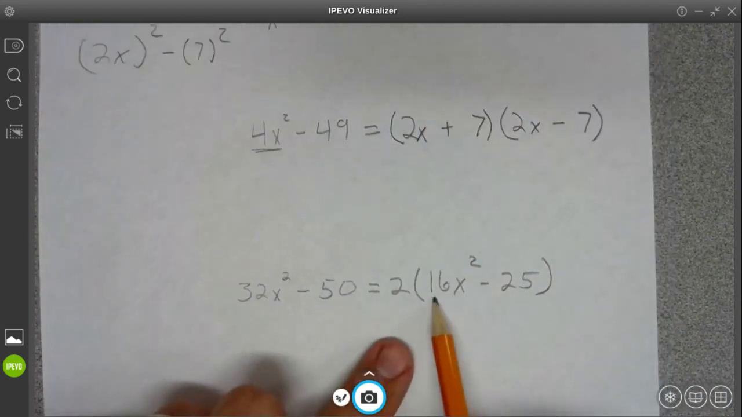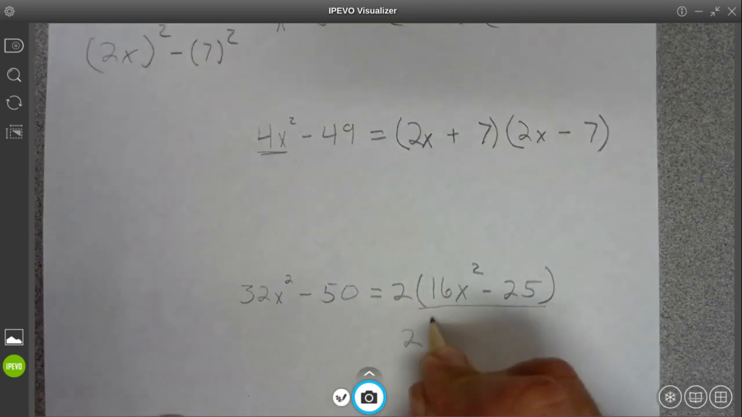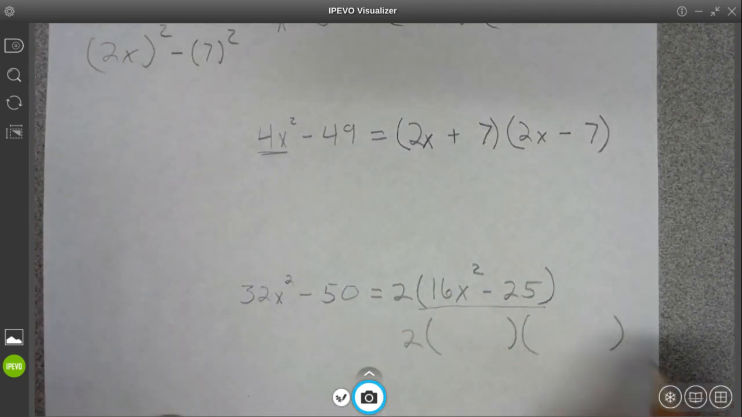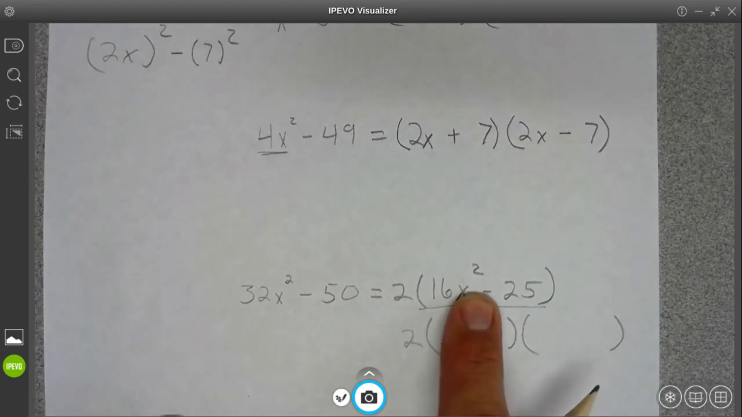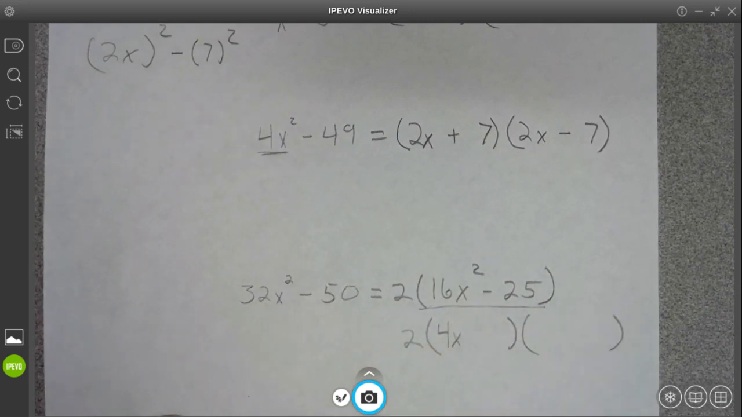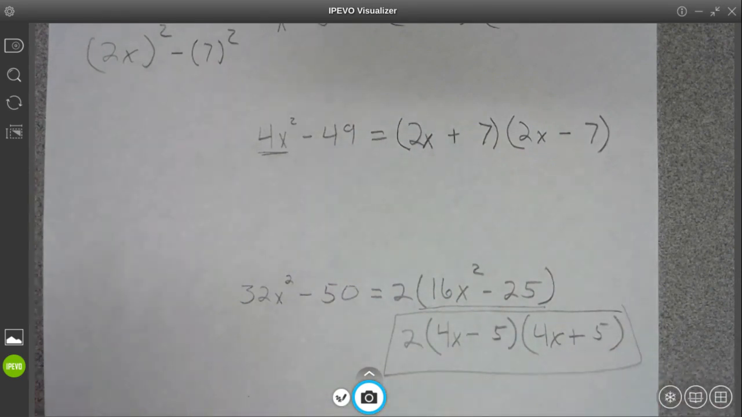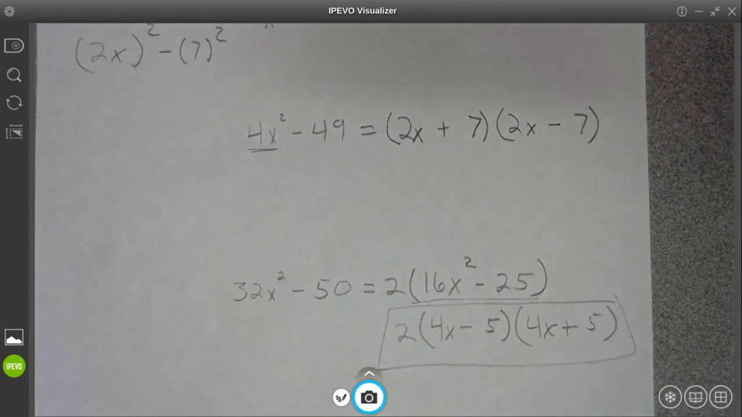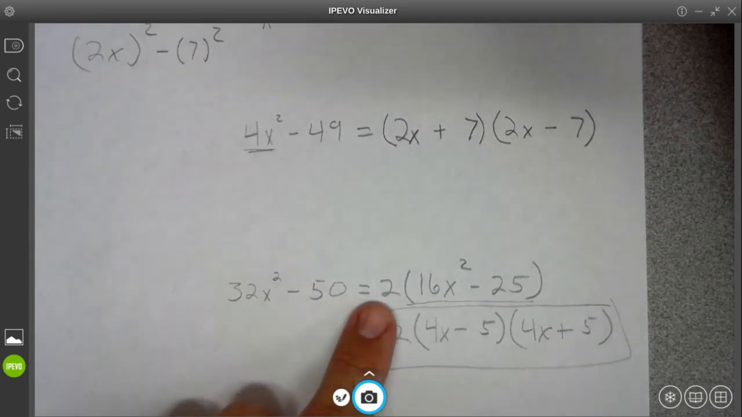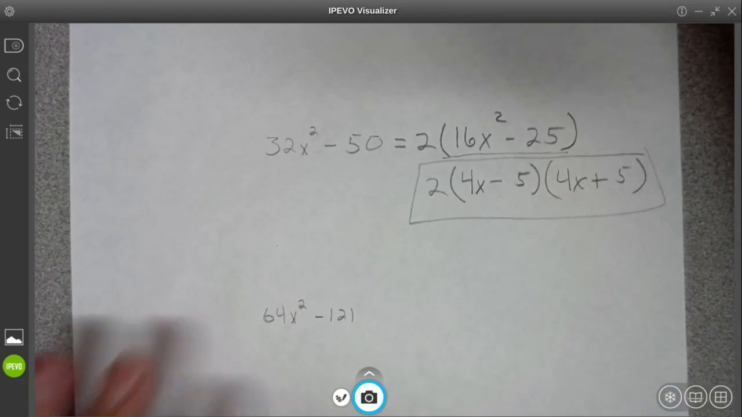Now this part is going to factor using difference of squares. What times itself will give you 16x squared? Or what's the square root of this? Well, that's 4x. And then, of course, 5 times 5 is the 25. One's plus, one's minus. Not so bad at all. So you've got to remember, check for that GCF. You always got to keep that in your back pocket. It does make your life easier.